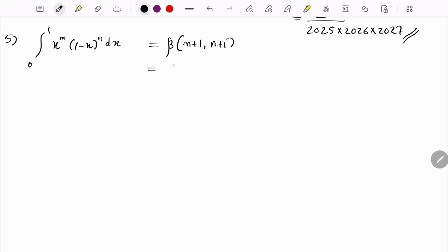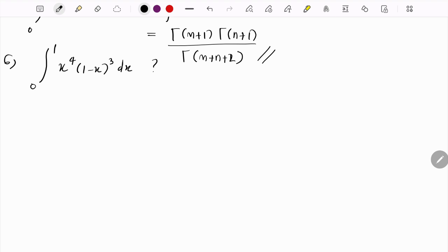So that is equal to gamma of m plus 1 into gamma of n plus 1 divided by gamma of m plus n plus 2, with m plus 1 and n plus 1. So this is 2.